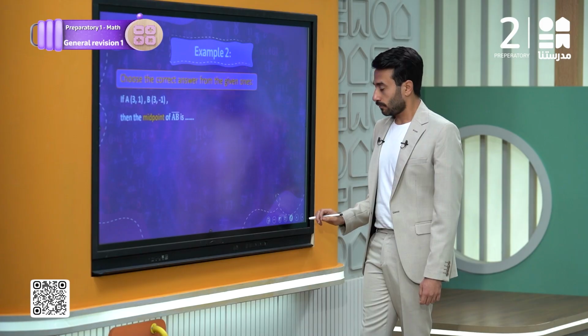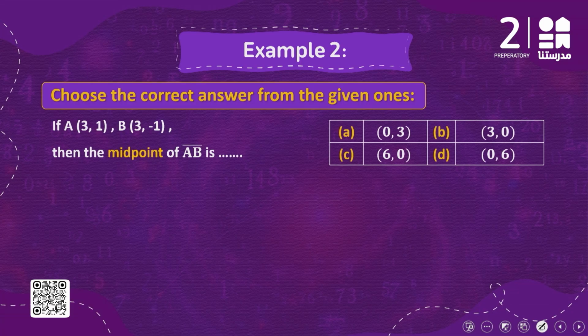For the next one, if A is (3, 1), B is (3, negative 1), then the midpoint of AB is, if it's 3 and 1, 3 and negative 1, for sure the middle value will be 3 and 0. Why? This is 3, this is 3. We don't have a midpoint between them. 1 and negative 1, the middle value is 0. So the midpoint here is (3, 0).